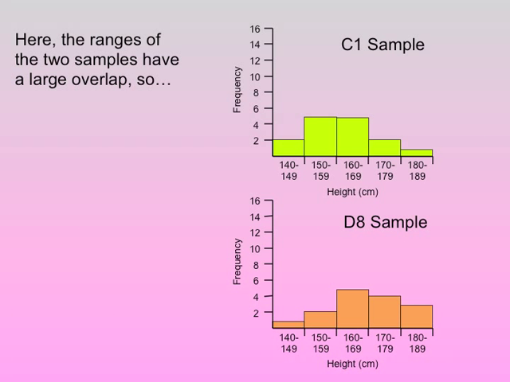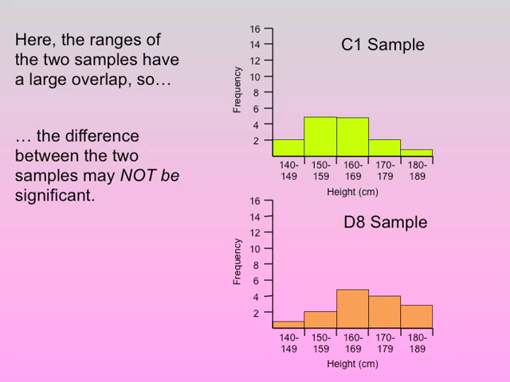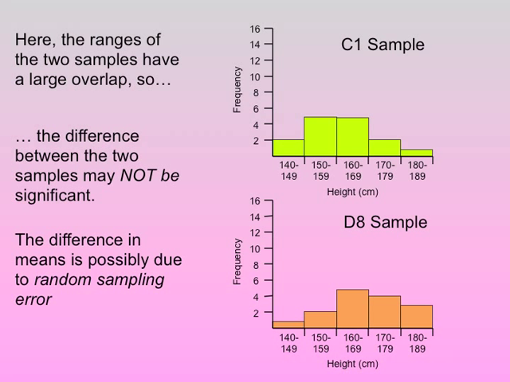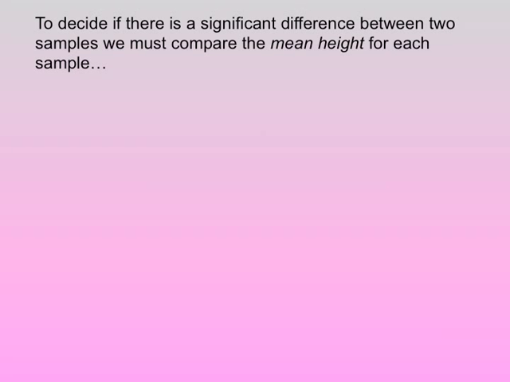In this case, if this were the sample in C1 and in D8, the ranges of the two samples have a large overlap. So the difference between the two samples may not be significant because a lot of the data is shared. The difference in the means is possibly due to random sampling error. It might be that we randomly chose the shorter ones from one class and the taller ones from the other class.